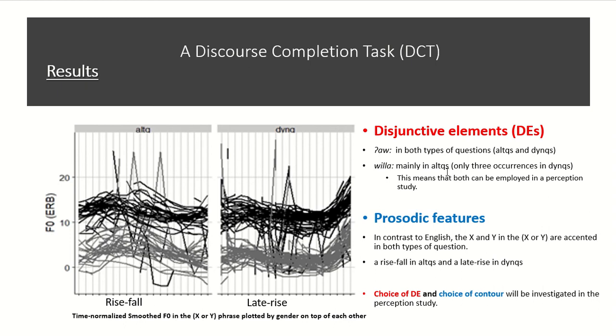In terms of the prosodic features, in contrast to English, the X and Y in the X or Y phrase were accented in both types of questions. So there seems to be no difference between disjunctive yes-no questions and alternative questions when it comes to accents on disjuncts. The typical contour of alternative questions was a rise-fall, and the typical contour of disjunctive yes-no questions was a late rise, as you see from this figure.